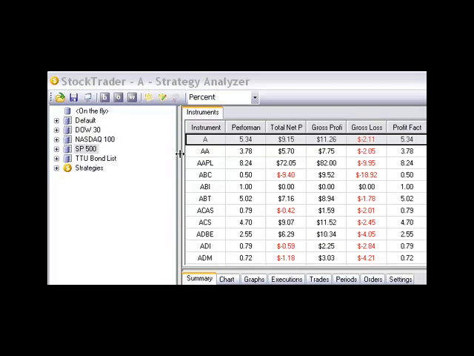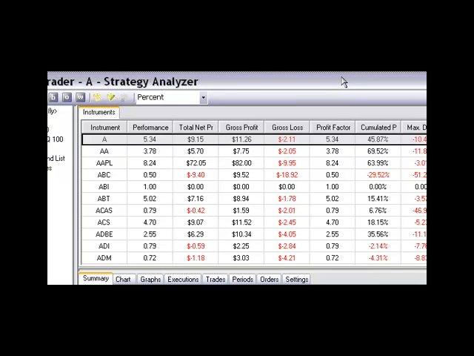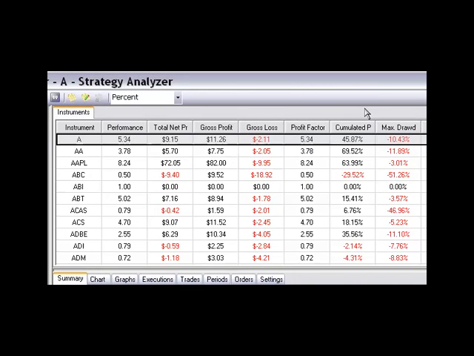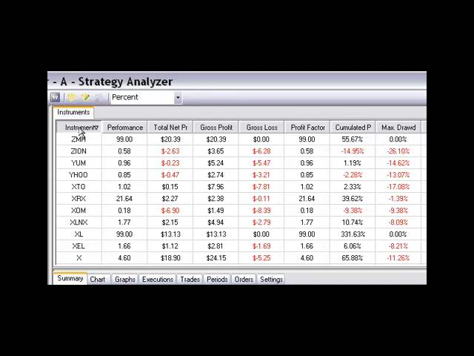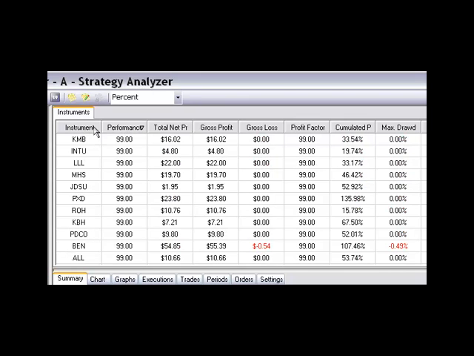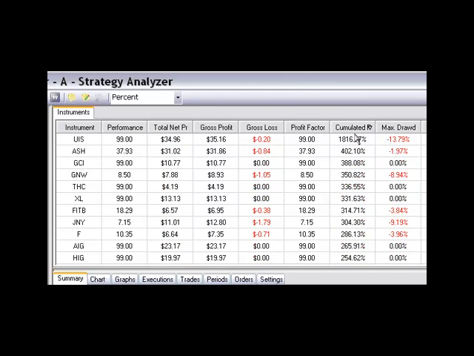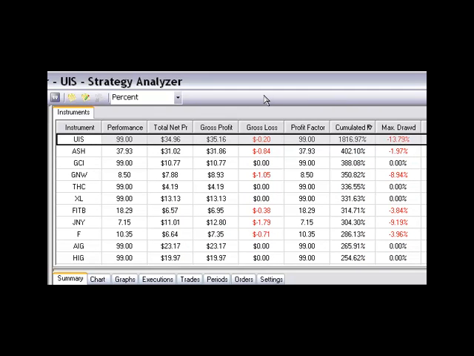Once you have finished the recording, NinjaTrader will put the results in a table that you can either export into Excel, or you can make a copy of it. If you click on here, everything is sorted according to instrument name. And so if you click on each of these columns, you can sort it according to performance or instrument or gross profit, things like this. I like to sort mine according to accumulated profit. In this case, our biggest winner last year was UIS.